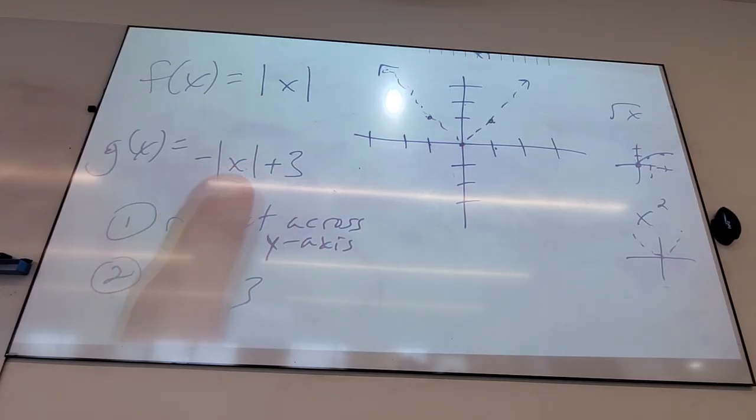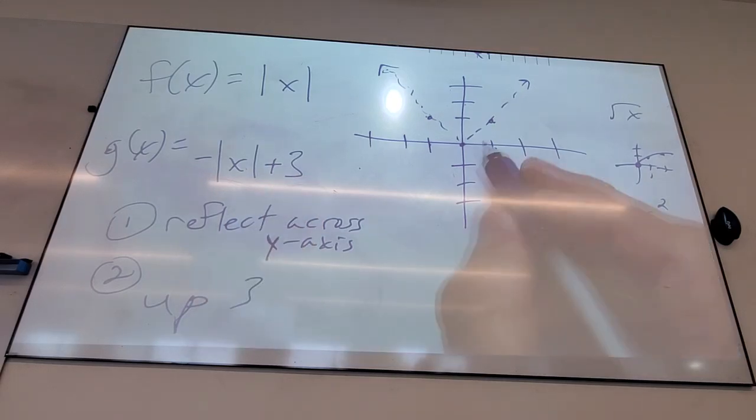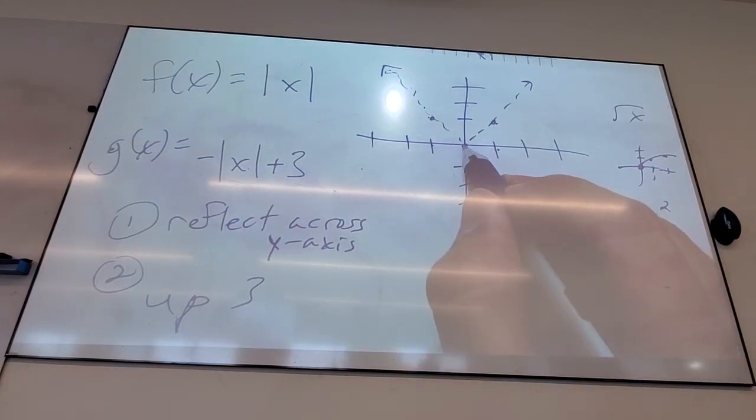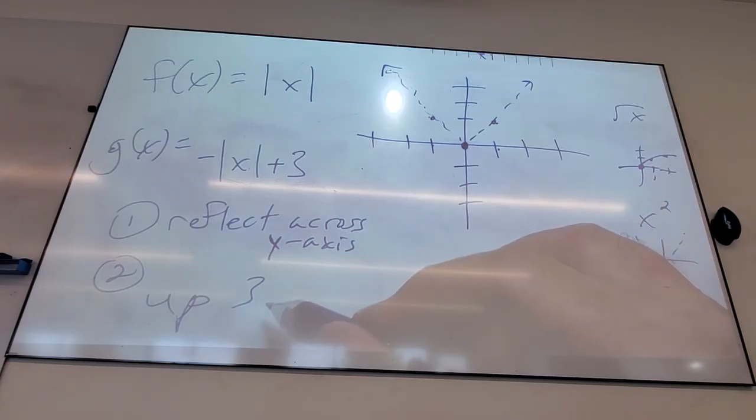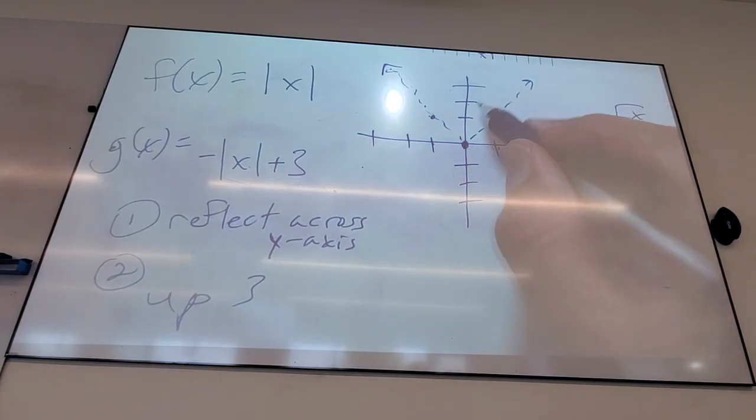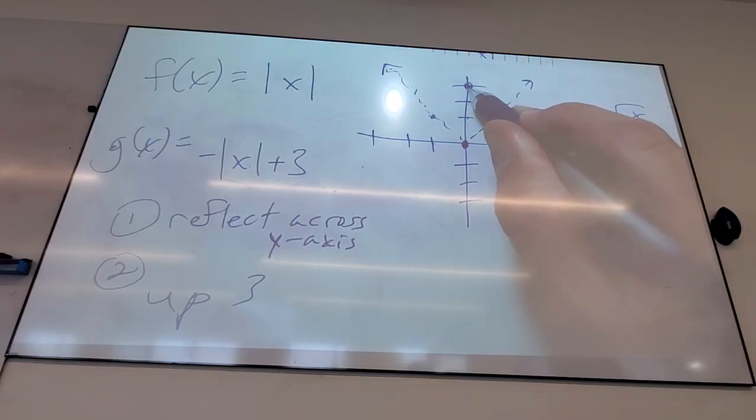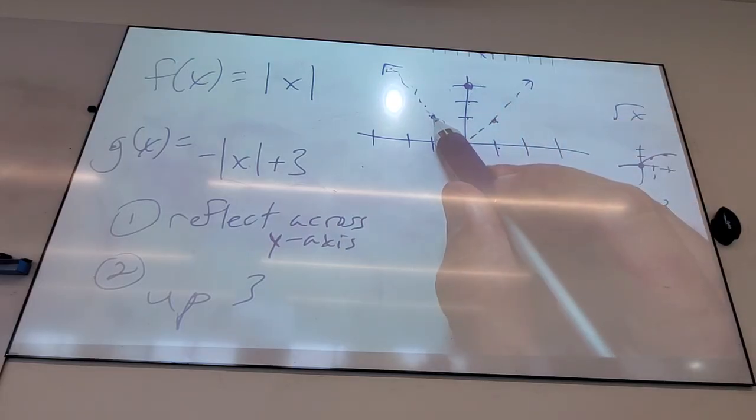This wants to reflect it across the x-axis, then up 3. So I'm going to take every point. If I reflect this across the x-axis, where does it go? Stays there. Then I take it up 3. What's it say? Up 3. 1, 2, 3. Take that point.